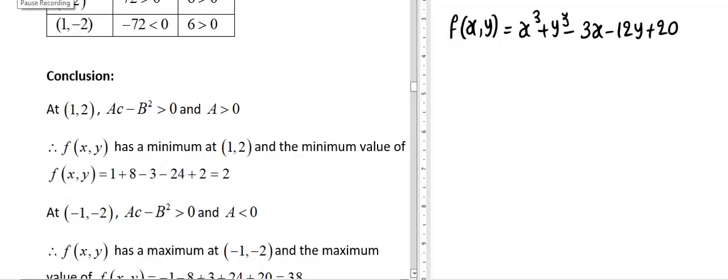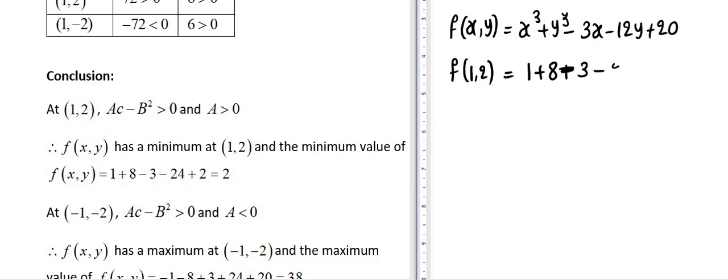F of x comma y has a minimum value at 1 comma 2. Substitute 1 comma 2 in f of x comma y: 1 cube is 1, 2 cube is 8, minus 3 into 1 is 3, minus 24 plus 20. Simplifying, observe, here the positive quantity is 29, negative quantity is 27, so we are going to get 2. That means 2 is the minimum value of f of x comma y at the point 1 comma 2.